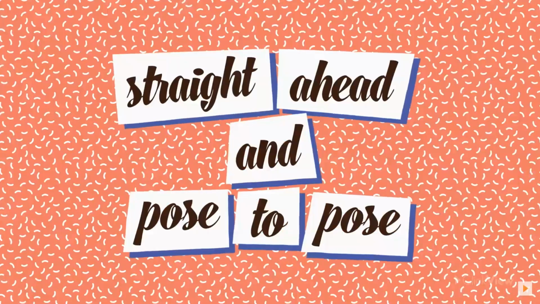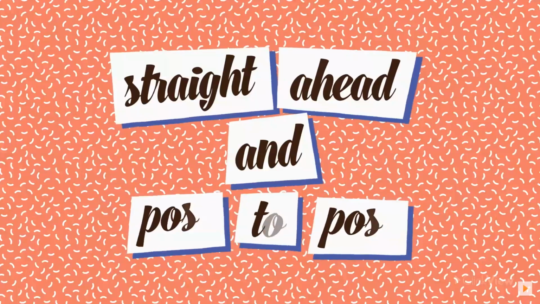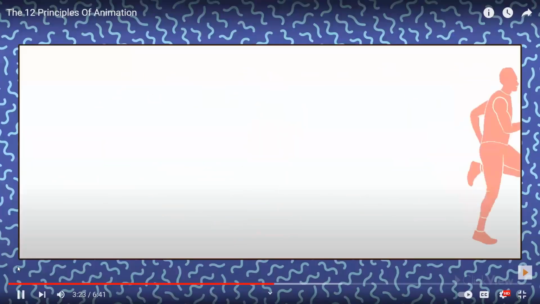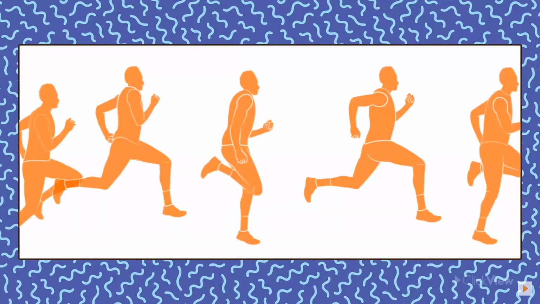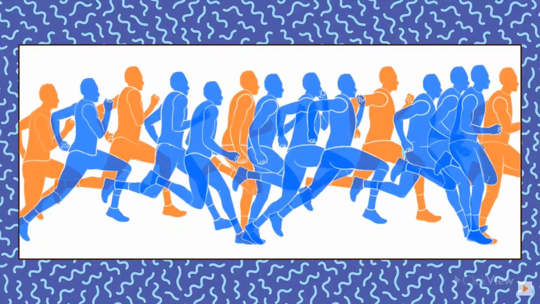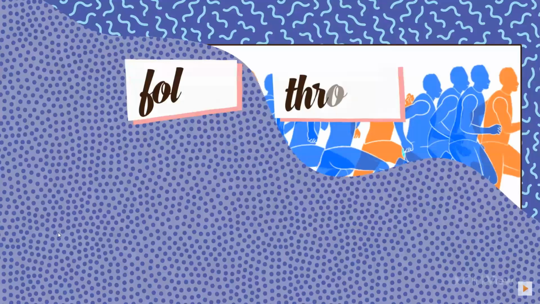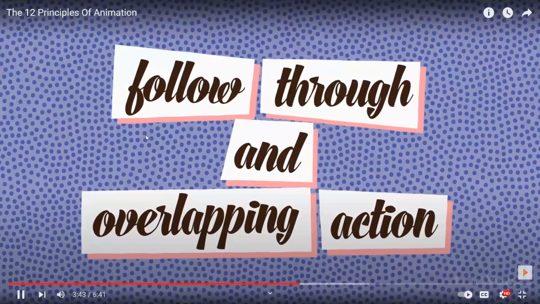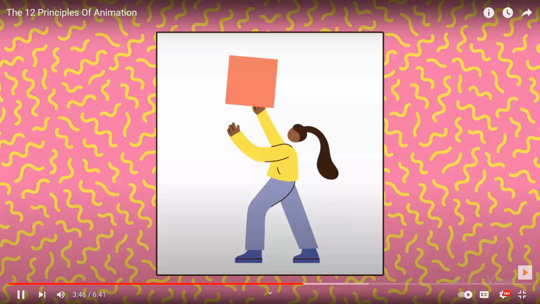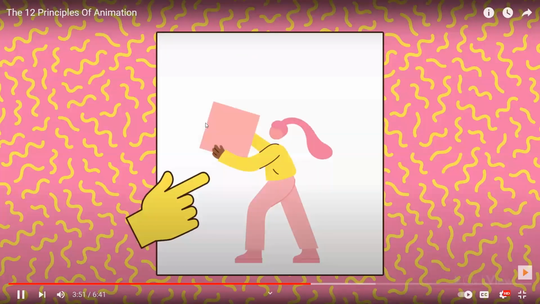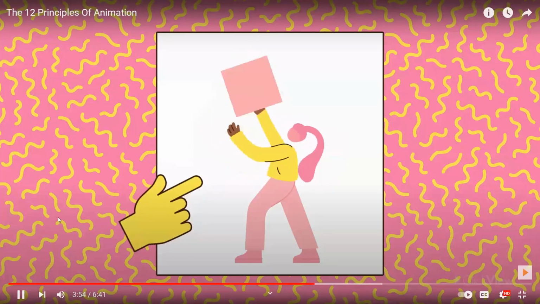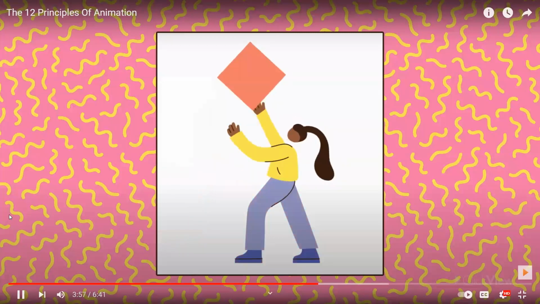Straight ahead and pose to pose. This principle refers to two different techniques of animation. When we animate straight ahead, we are drawing each frame as we go. When we animate pose to pose, we draw the key poses first, and then we draw the in-betweens. Follow through and overlapping action. This principle happens when parts of a character's body or object keep moving after the leading part stops. This technique adds realism to animations and follows the rule of inertia.